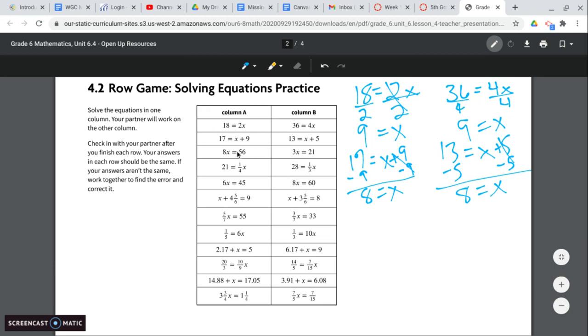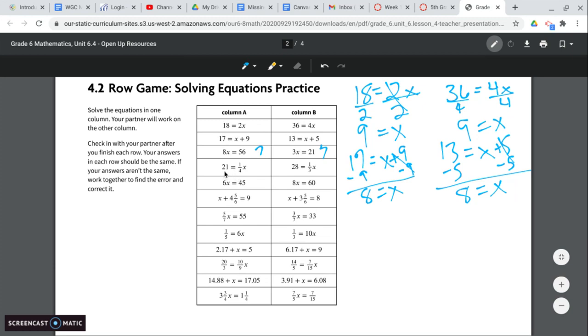Now, 8x equals 56. We're going to divide both sides by 8. So 56 divided by 8 is 7. This would be 7. 3x equals 21. 21 divided by 3 is 7. So just like that first row.